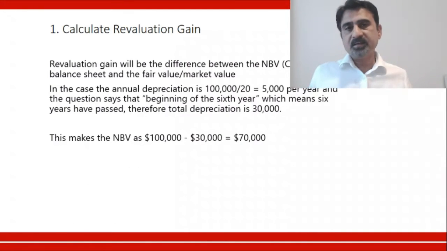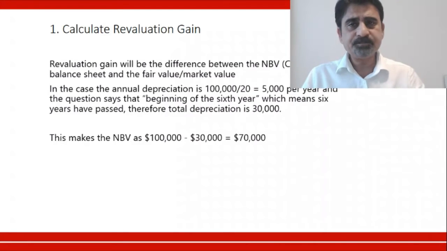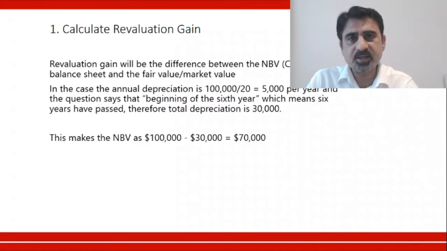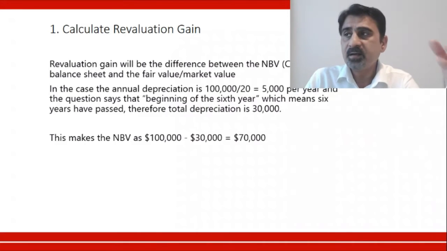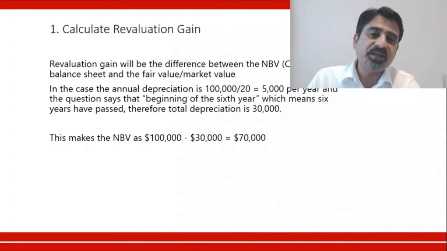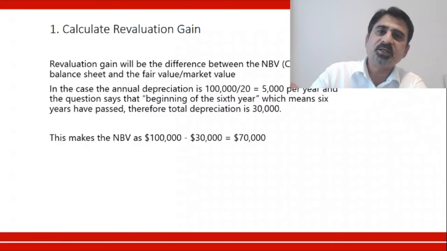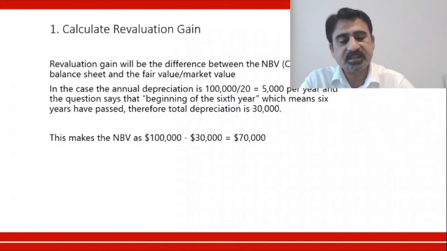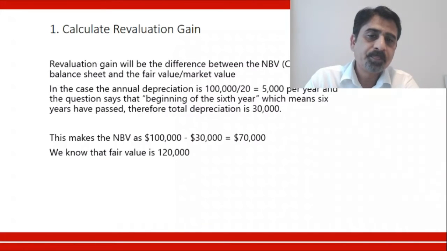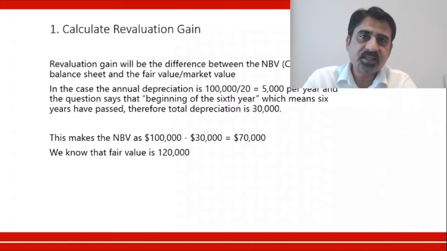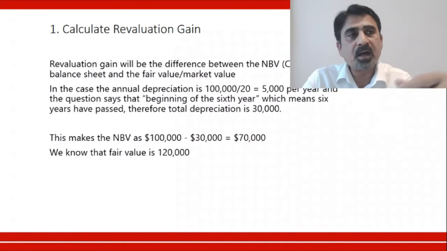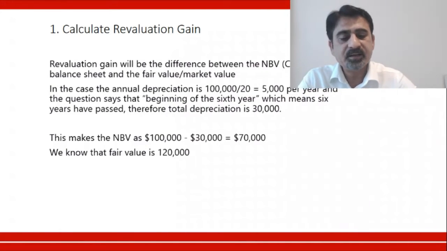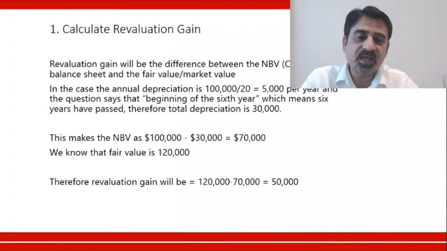So it means that the asset you purchased for 100,000, at the end of the 6th year or at the beginning of the 7th year, in your balance sheet, the net book value of the asset is 70,000. So your books say that the asset is 70,000, and in the market, the asset is 120,000. Now there is a difference. Your balance sheet shows the value of the asset as 70K, and the market value of the asset is 120K. So there is a difference of 50,000. That is called revaluation gain.